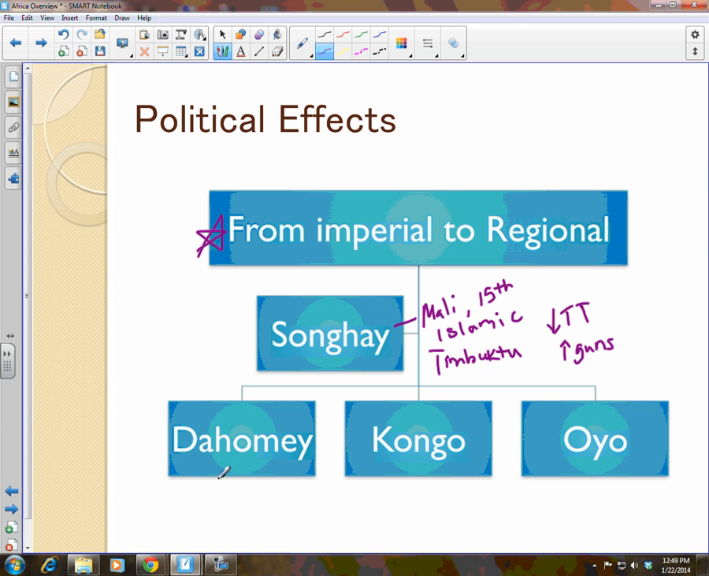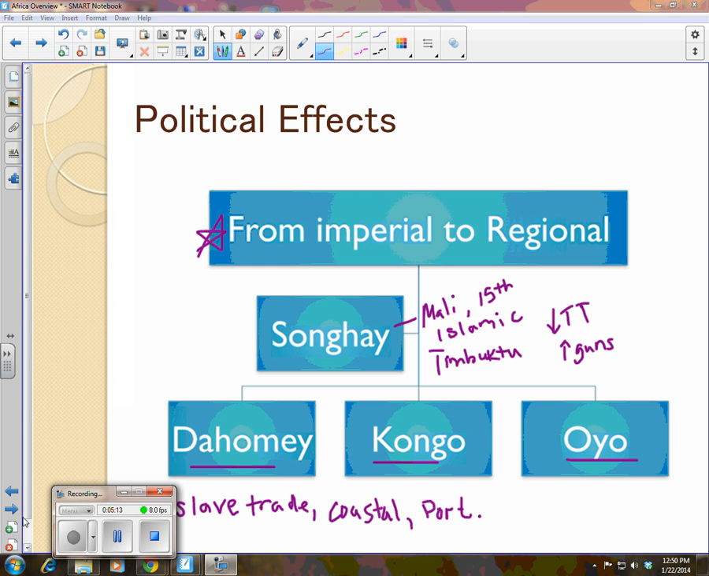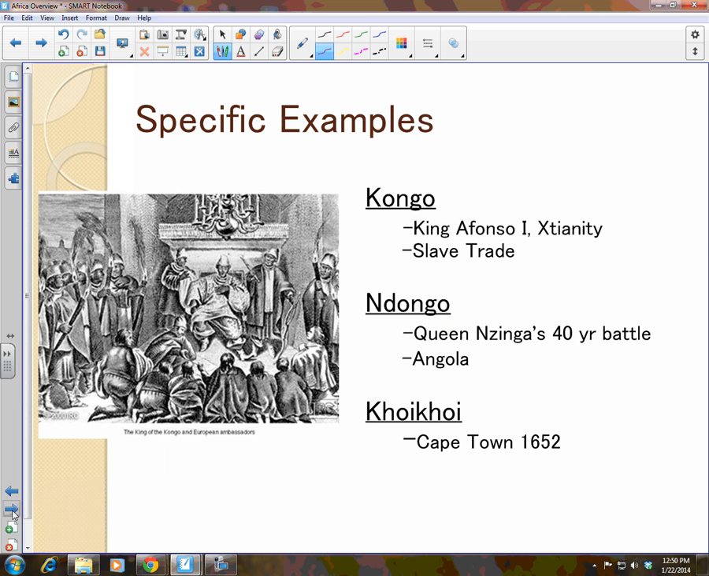Some of these regional states included Dahomey, Congo, and Oyo. Now, the things that these three have in common are that they all participated in the slave trade. Oftentimes, they were the suppliers of slaves as coastal kingdoms. So they sold people from further in the interior of Africa to European traders. They were all coastal. And they all interacted with Portugal. We will learn a little bit more about these kingdoms when we watch the video in class. So let's take a look at some of these more specifically.